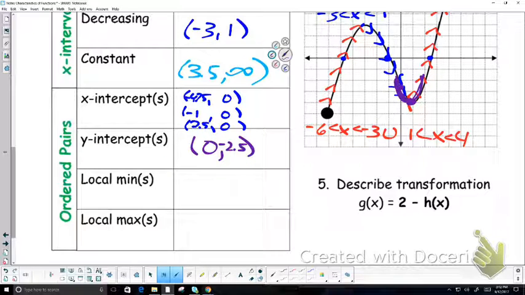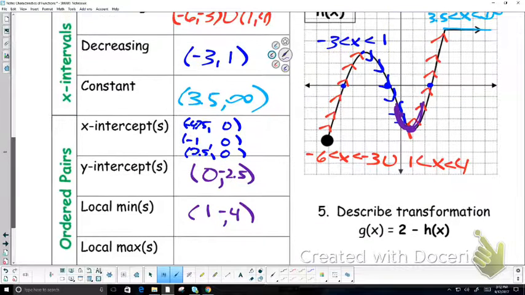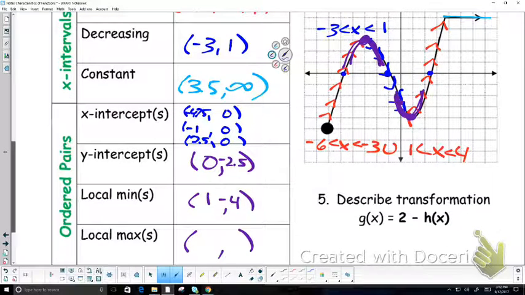So we're going to write that as a point. What point is it? 1, negative 4. The maximum works the other way. It's going to go from increasing to decreasing. So you're looking at this point right up here. So what would that point be? Okay.